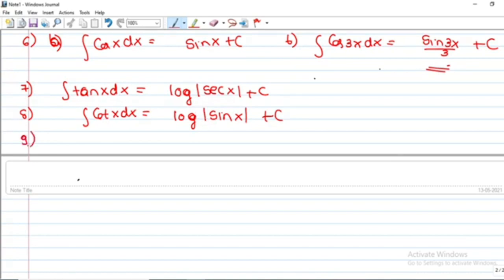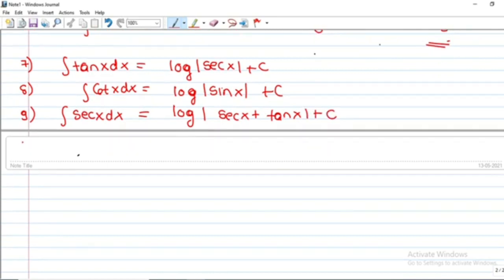After this, see the ninth formula, which is integration of sec x dx, which you know is nothing but log |sec x + tan x| + c. After this, the 10th formula is integral cosec x dx. It is nothing but log |cosec x - cot x| + c.